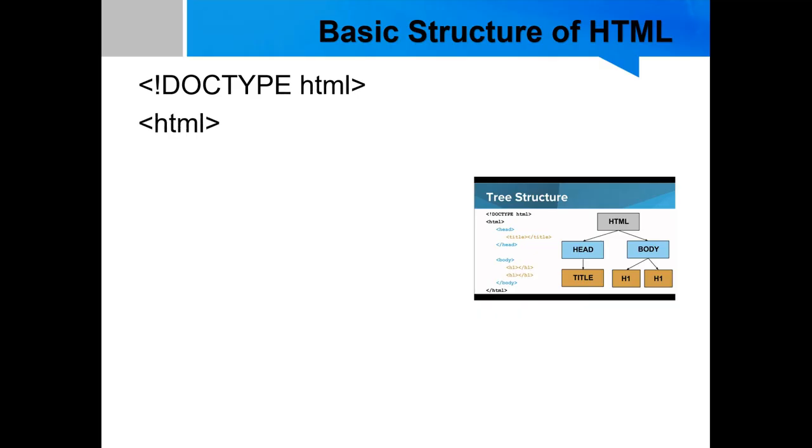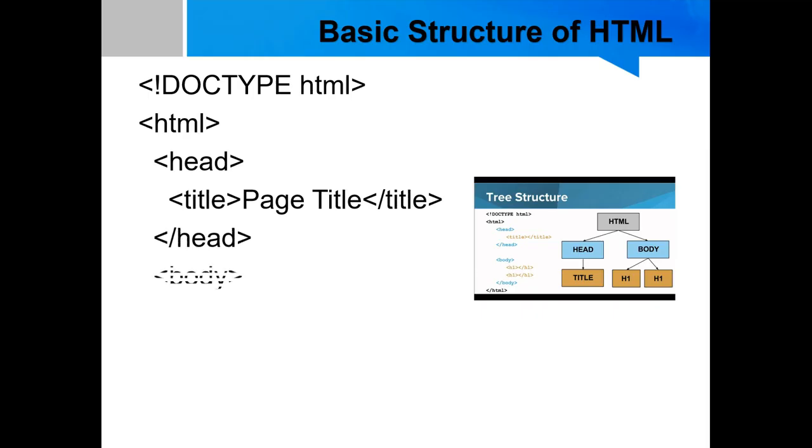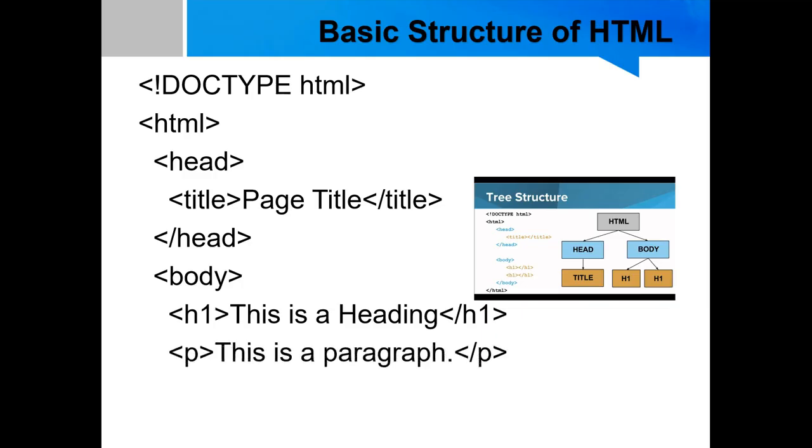Then we have HTML as the root of the document. Inside it, a head section for metadata, title, and links to style sheets, and a body section where the actual visible content of the page goes. Inside the body, we usually place headings, paragraphs, images, links, and much more. So if you view the source code of any web page, you'll find this familiar structure.